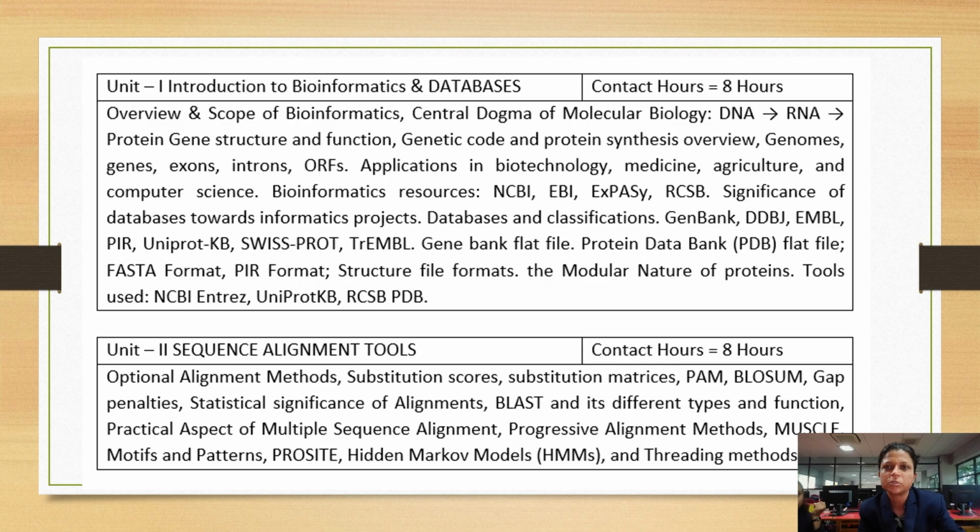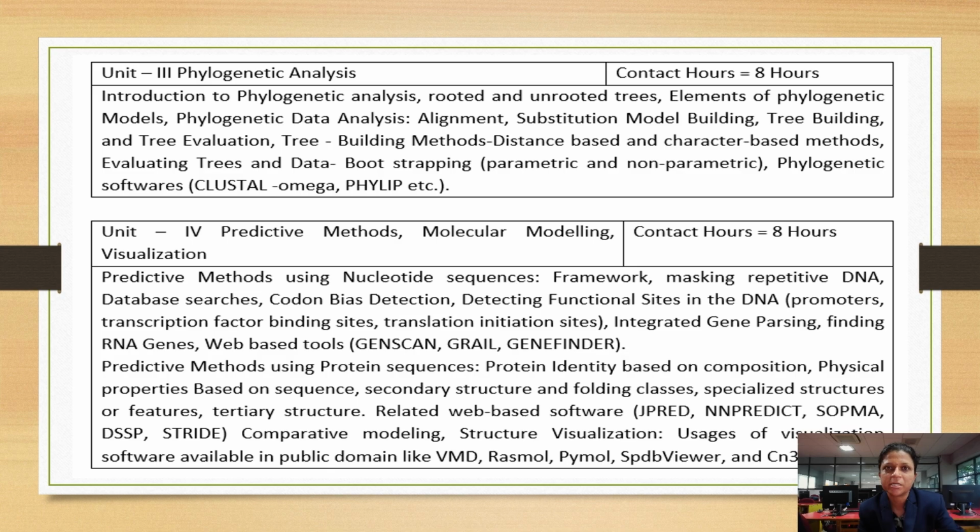Basically, in the first unit you will study the basics, as well as the formats we are using here, and the protein and nucleotide sequences. Then comes the second unit, sequence alignment tools. That is how you align your template with what we already have in the databases. Here we mainly study multiple sequence alignment, with the help of matrices like BLOSUM and gap penalties. We'll analyze how to align with respect to homology modeling in the second unit. And the third unit comes with phylogenetic analysis.